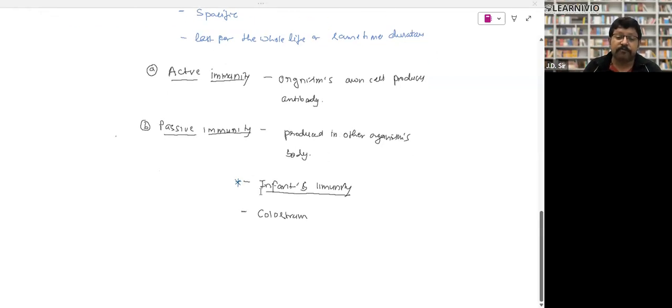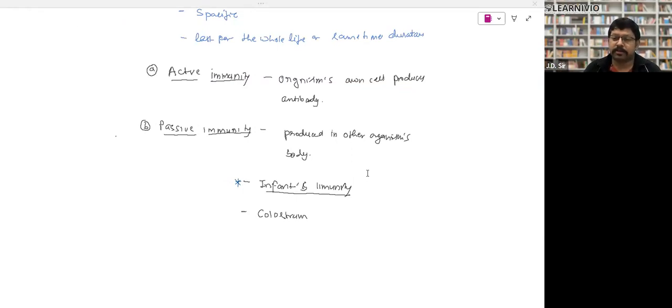The same thing, infant immunity. So what happened? Infant, I have already said, when a child takes birth, it does not have any kind of immunity. It starts milk feeding. Antibodies are transferred to the body of the child through the milk of the mother. That's why milk feeding is very important. It is suggested by doctors that milk feeding is very important in the initial days. This yellow color milk in initial days is called colostrum, right?